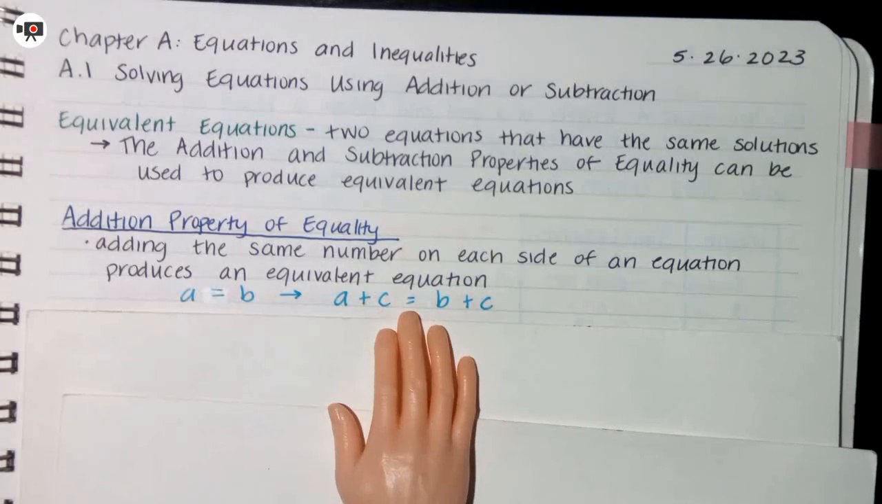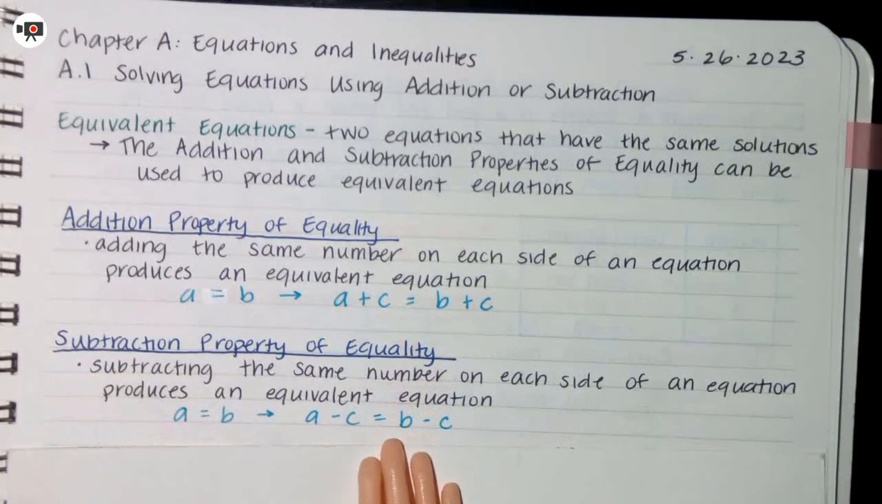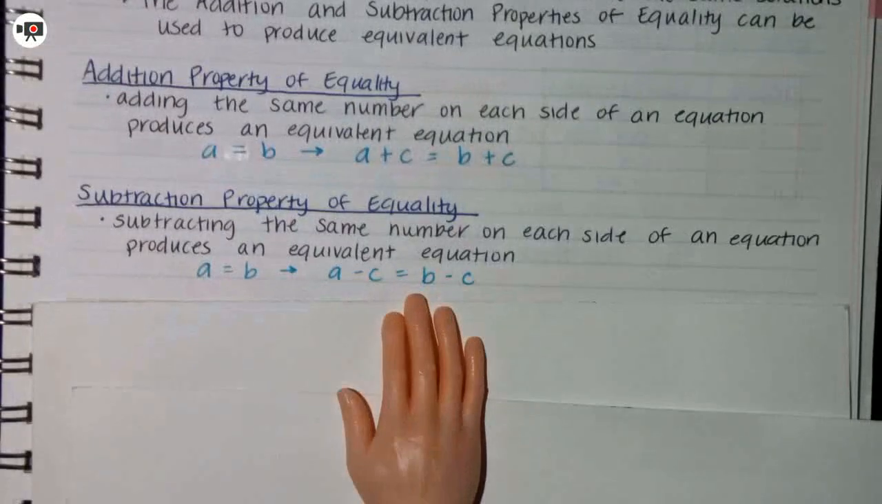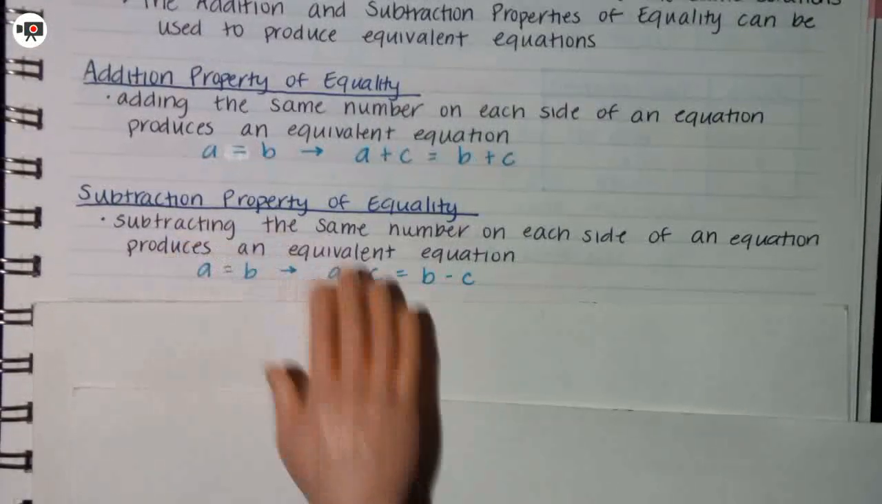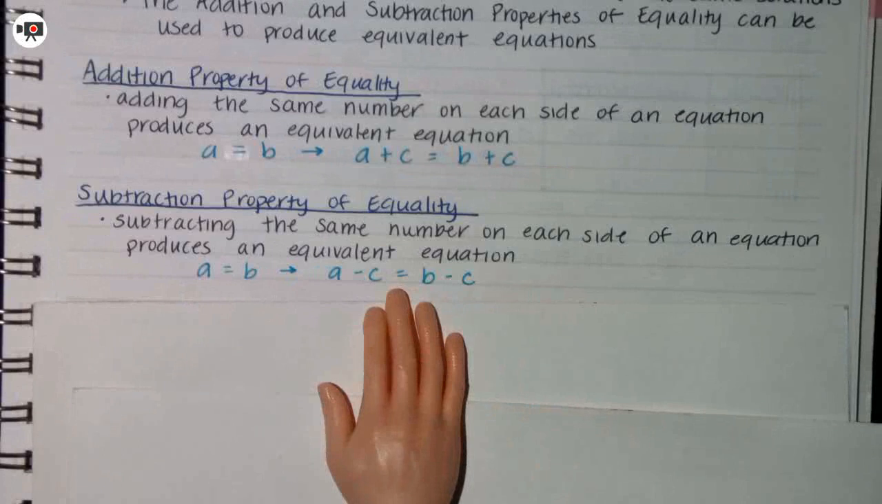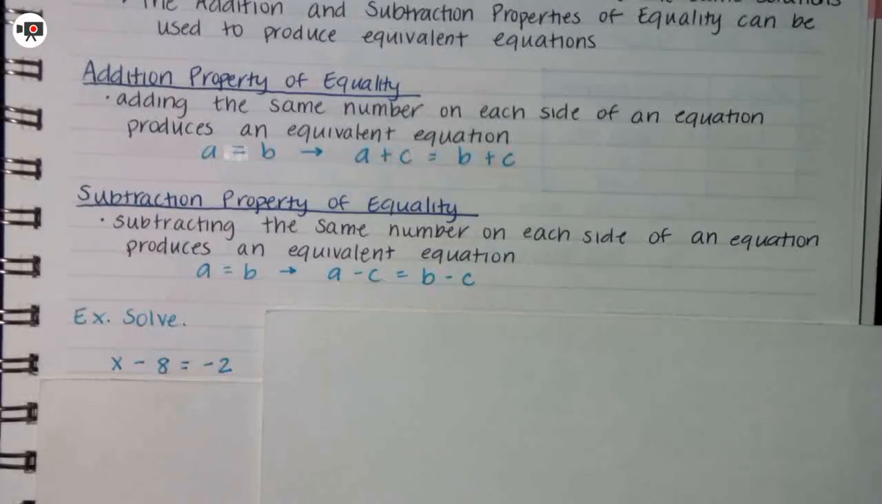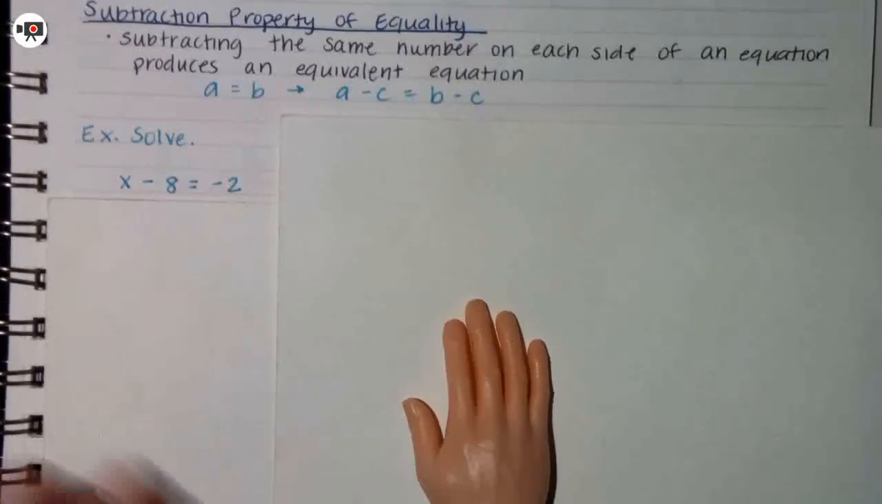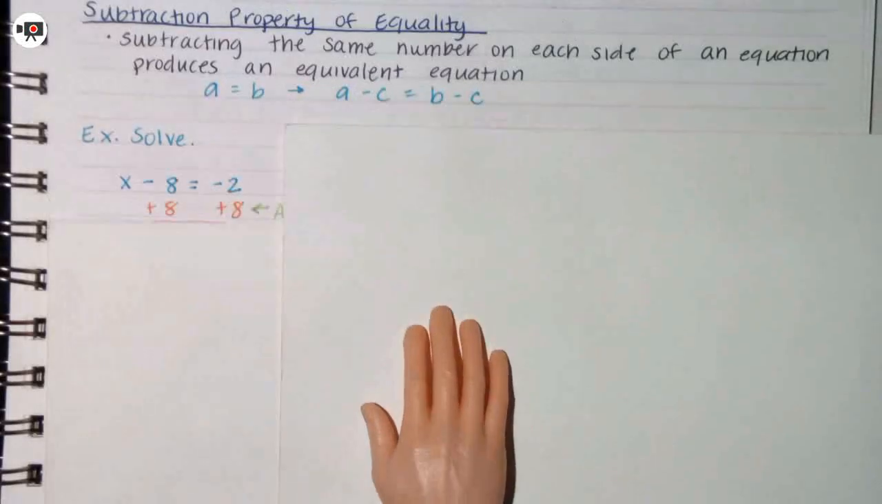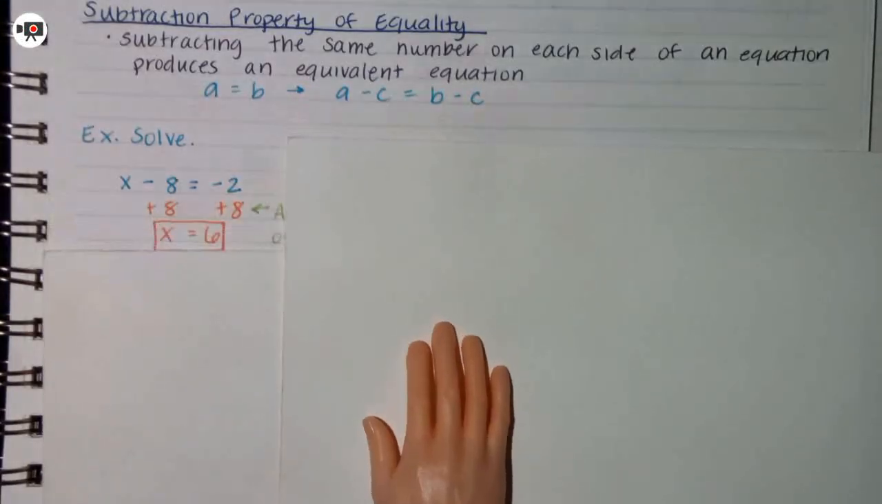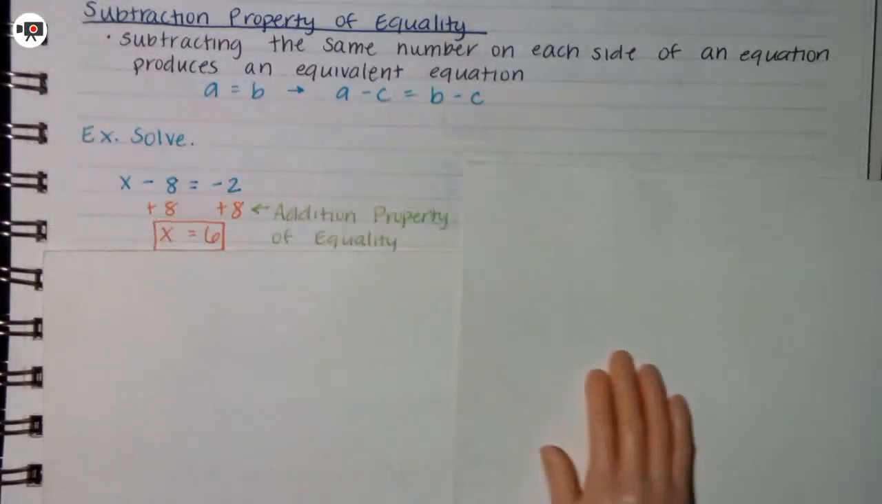it's still equal. And the subtraction property of equality is pretty much the same thing, but it says that if you subtract the same number on each side, it stays equal. So I am going to solve a few equations. X minus 8 equals 2. I need to do the opposite of subtracting 8. So if I add 8 on each side, then I get x equals 6.